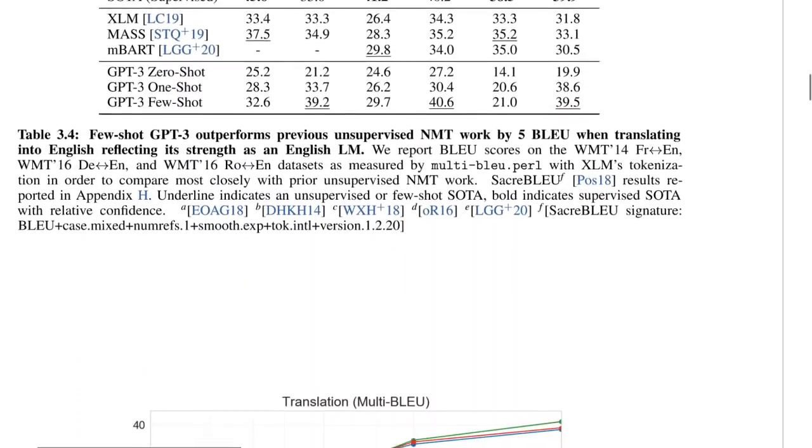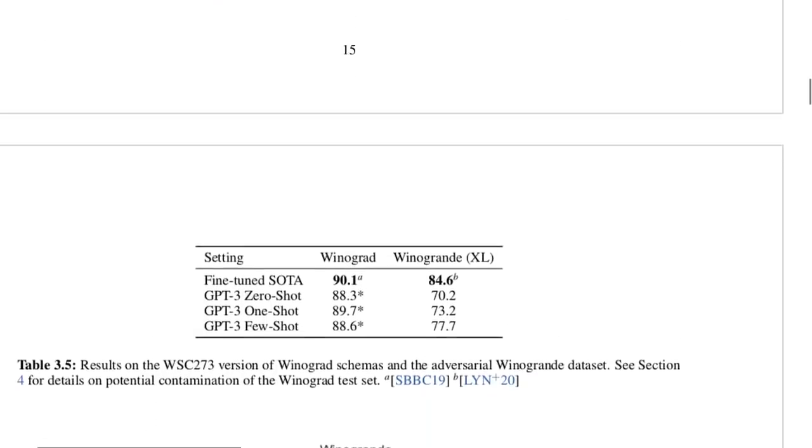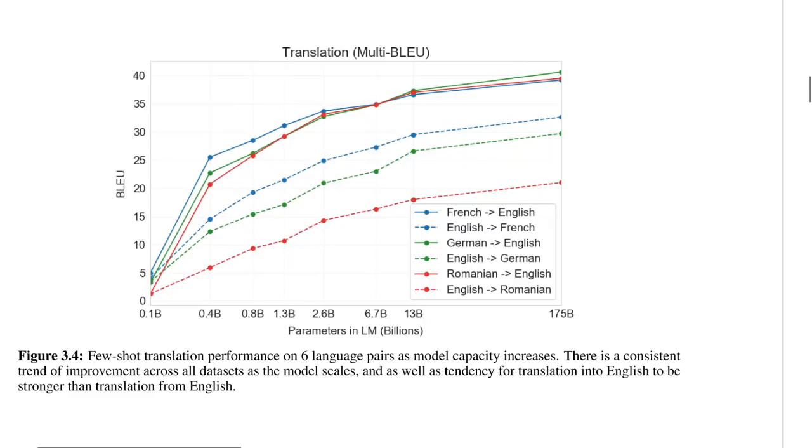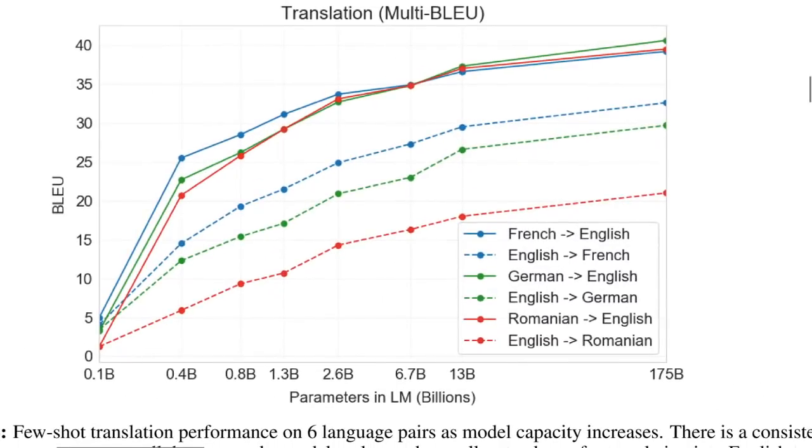So in translation, as we said, they simply input the task and then the few examples and then the output. And you can see right here that, again, as the model goes up in parameters, the performance generally increases. You can also see that the performance is pretty good every time the model goes to English. So if the target language is English, that makes sense because a large part of the corpus they train on is English.